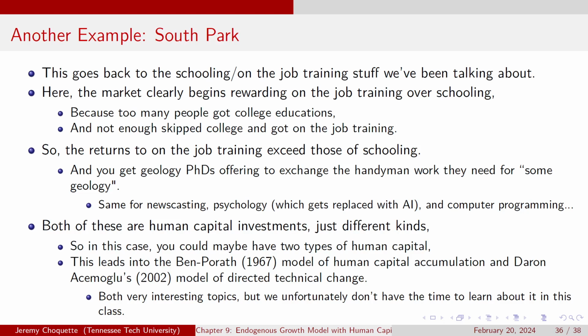And there's hilariously some pretty interesting economic implications in terms of growth and development stuff. But both of these are human capital investments, just different kinds, because there's schooling and then there's on the job training. So you could really think of it as two different types of human capital accumulation. And this leads into the 1967 Ben Porath model or the 2002 model by Daron Acemoglu on directed technological change.